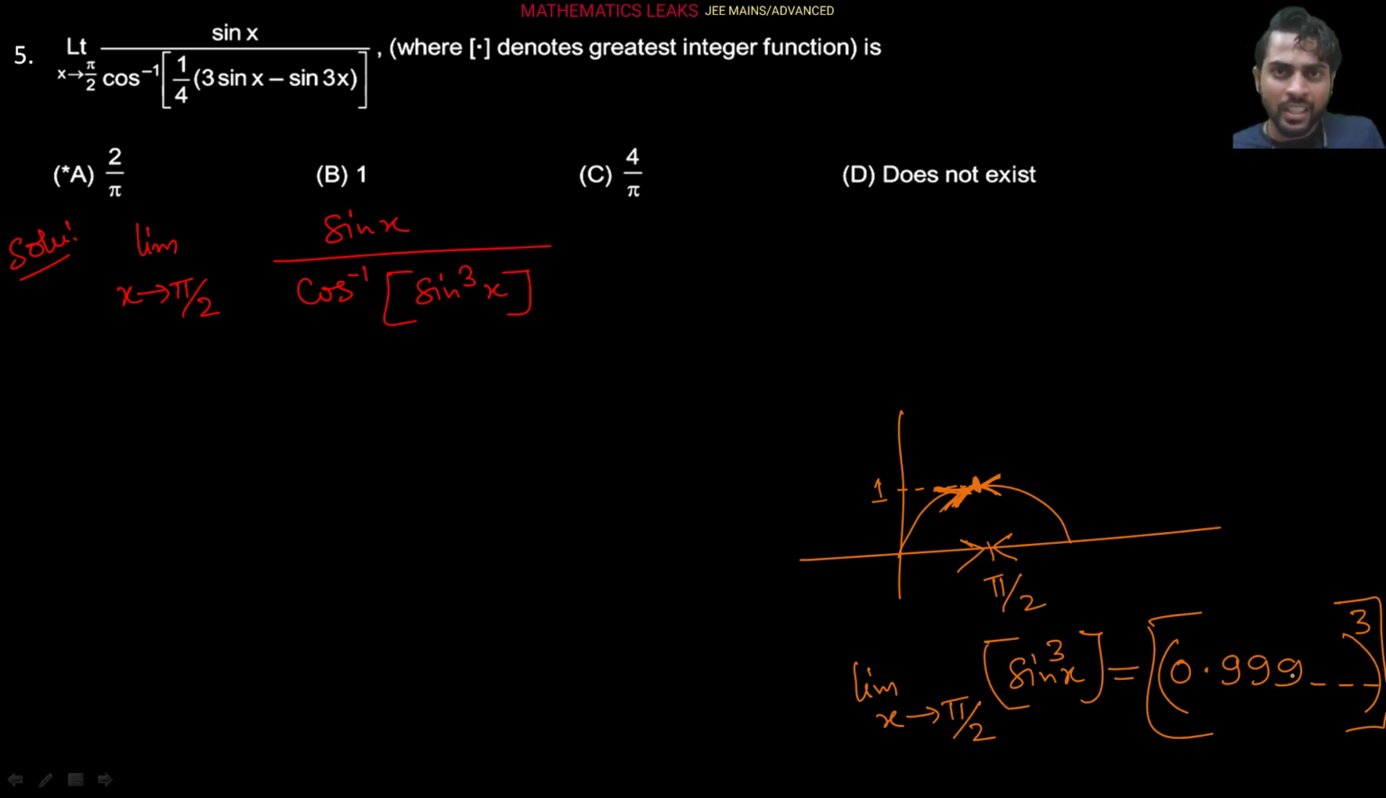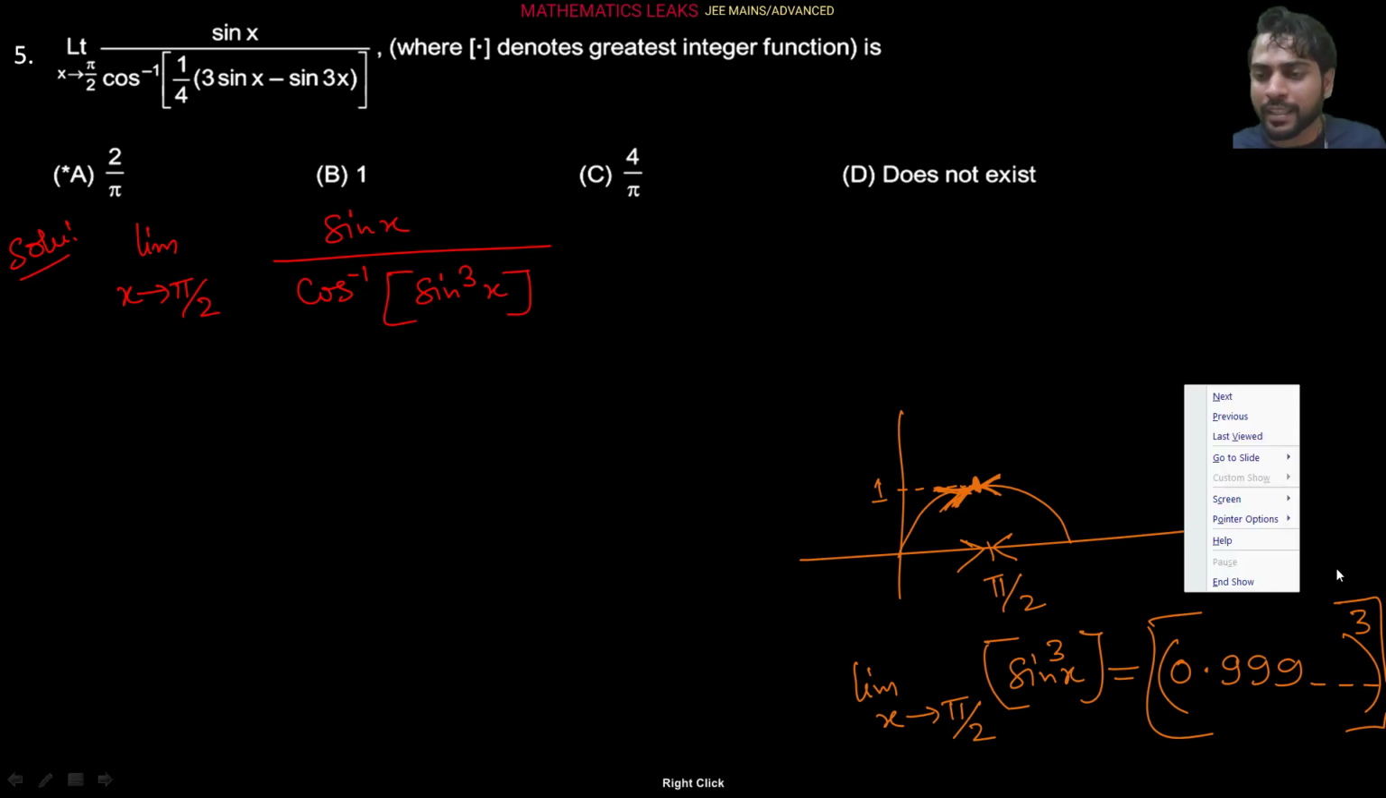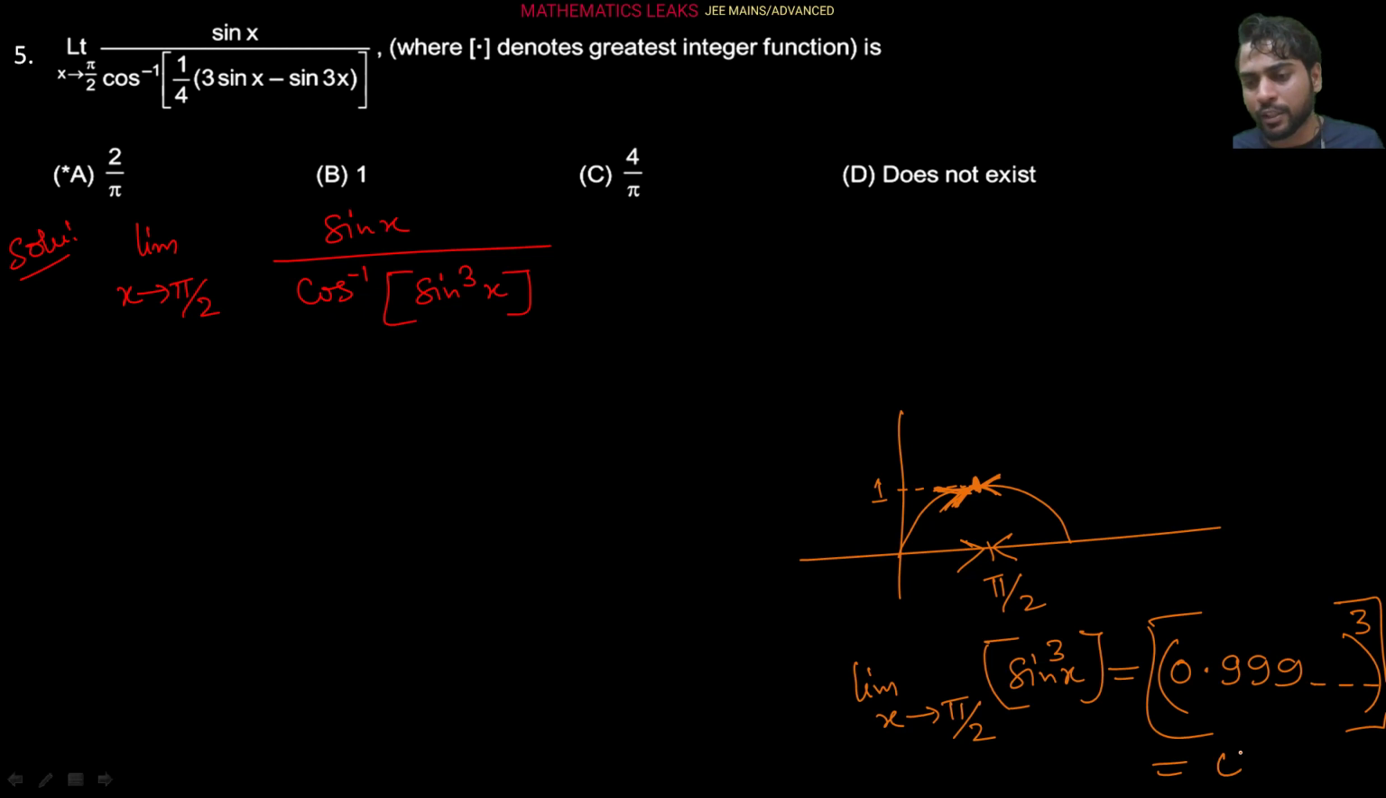So what? It is a fraction. Smaller than 1 means 0.99, slightly smaller means 0.99 something. 0.99 something means, what will the greatest integer be here? 0 only, no? So its greatest integer will be coming 0 only. So we can say this quantity is nothing but 0 only.